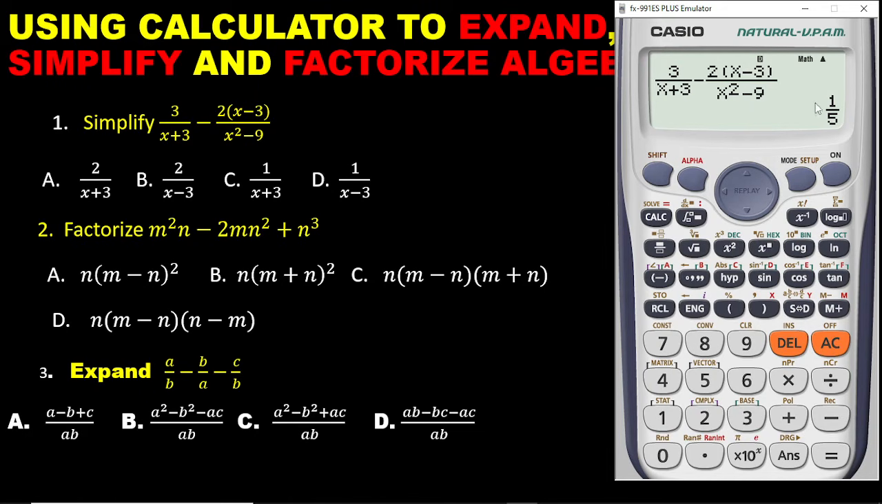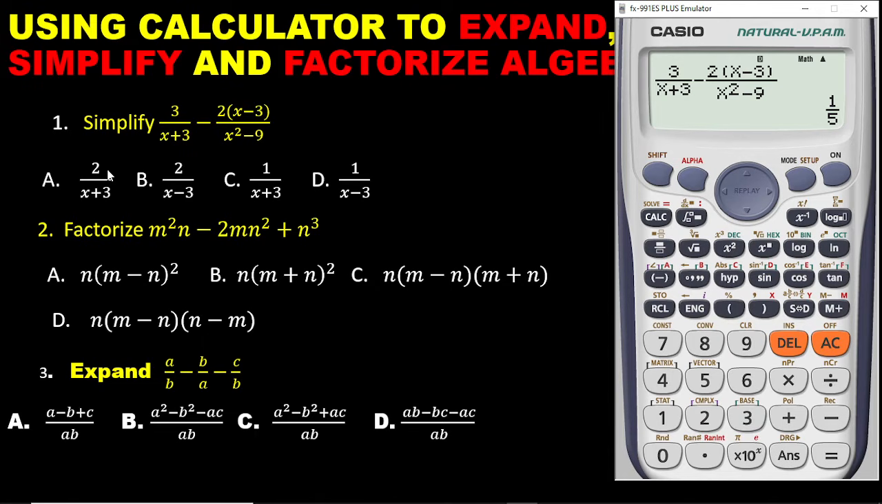So after you have gotten this, the next thing is that for the possible answers, we are going to use this expression on the calculator, and then we are going to put 2 into it. Now when you put 2 into these, which of them will give us this same answer? So any of these possible answers that will give us 1 over 5 when we put 2 into it, that will be the correct answer.